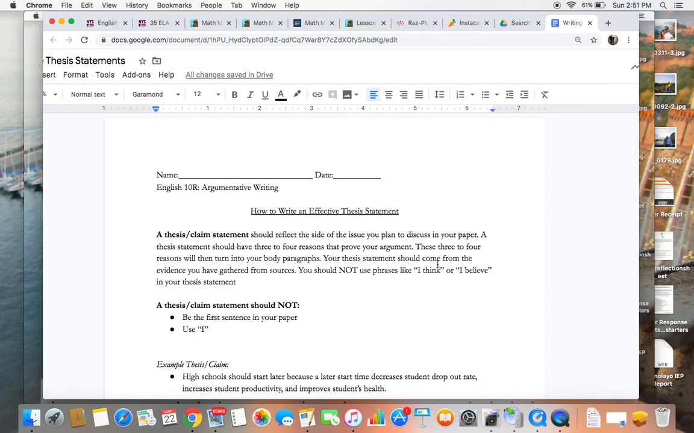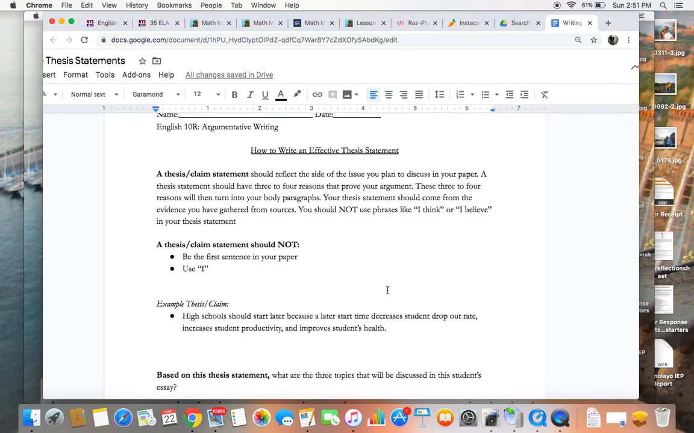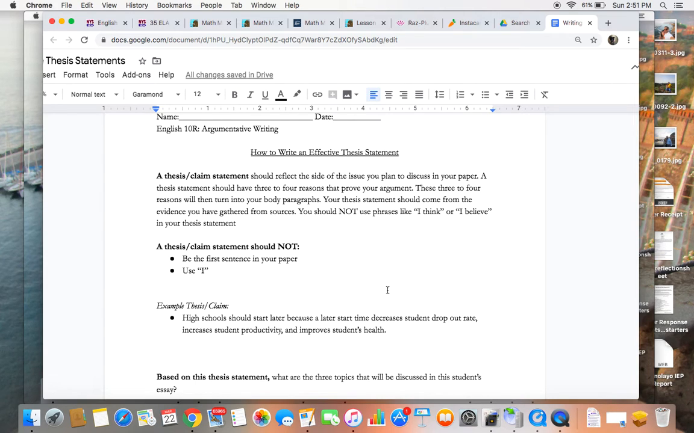Your thesis statement should come from the evidence you have gathered from your sources. You should not use phrases like I think or I believe in your thesis statement, okay? And the reason for that is that it sounds like an opinion. It sounds a lot stronger if you say, high school should start later because a later time decreases student dropout rate, increases student productivity, and improves health, as opposed to if you say, I think high school should start later. That's the reason there. So please do not use phrases like I think or I believe in your thesis statement.